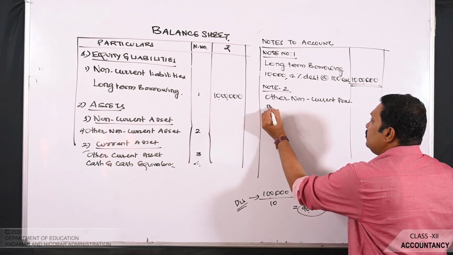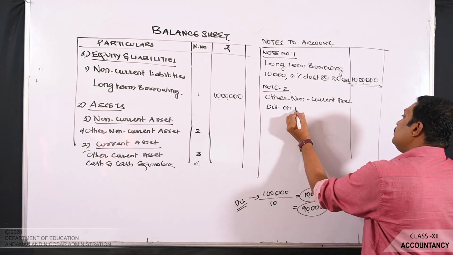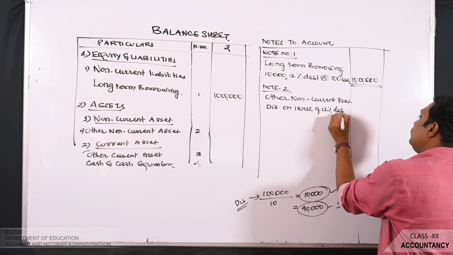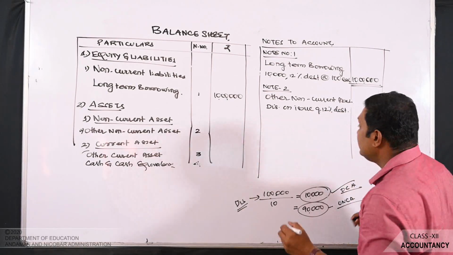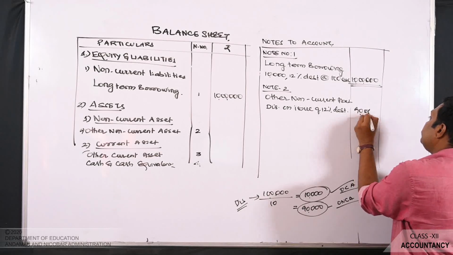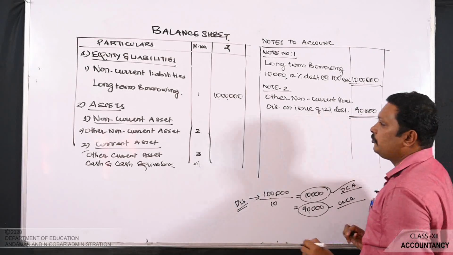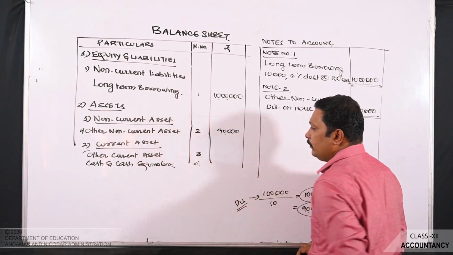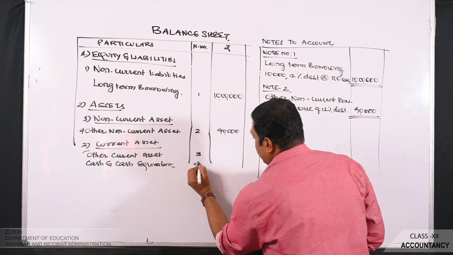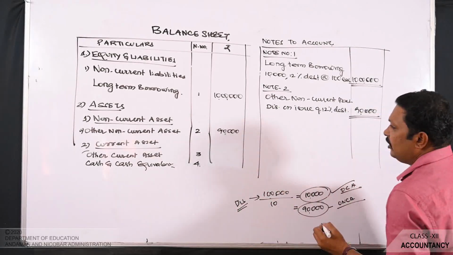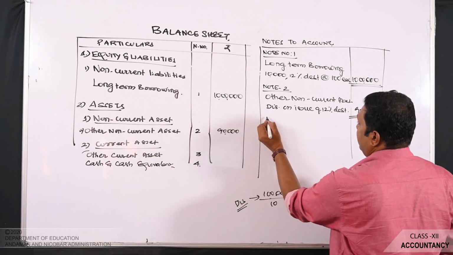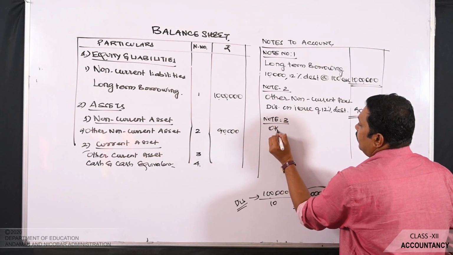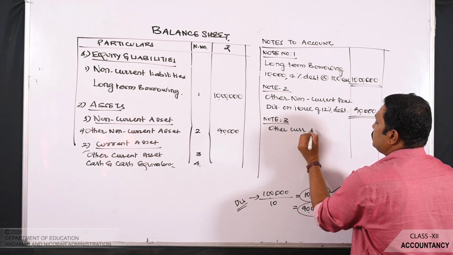So the 90,000 will take place in other non-current asset. So you have to write here discount on issue of 12% debenture. The amount is 90,000. So you have to write here 90,000 in note number 2. Okay. Then what is the other thing? Note number 3, that is other current asset. So write note number 3, other current asset.